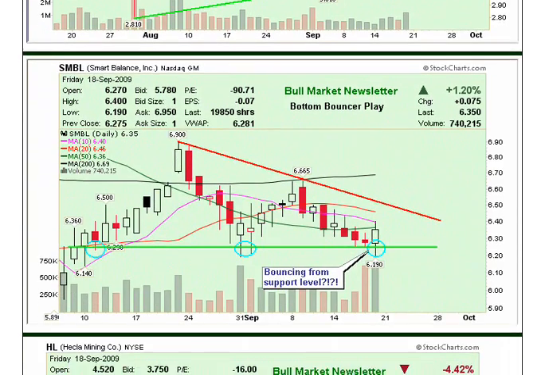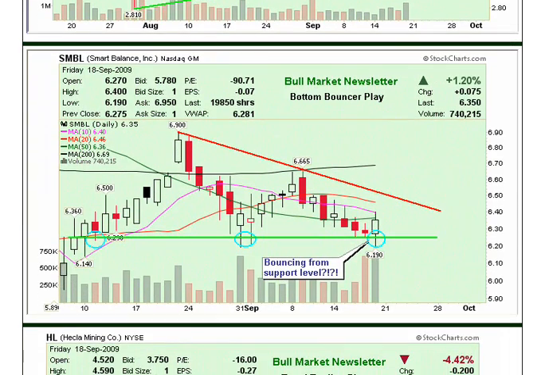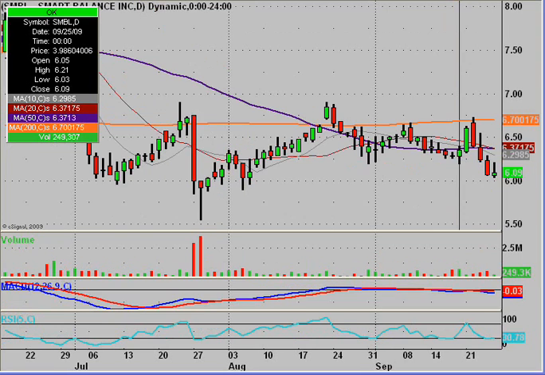Our next play for the week was SMBL. This one was our bottom bouncer. The reason this one stuck out was if you look back around these price congestion areas, here was the area of support, it came down and tested it again, and then last week at this point it was hovering right around there. So I thought, it may be bouncing because it's testing the support level. This was one of our winners for the week. Let's see what happened with this one.